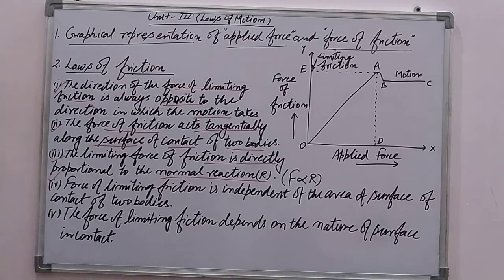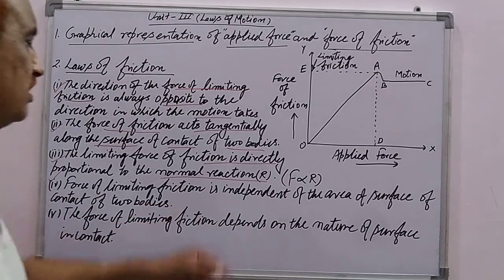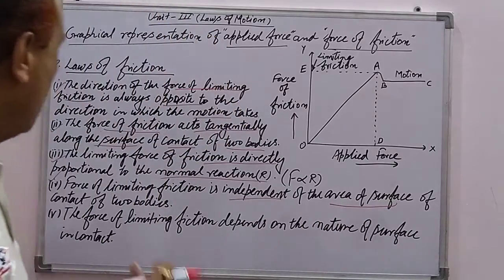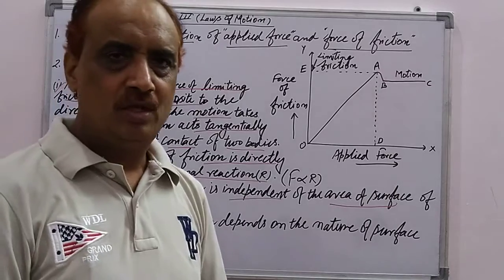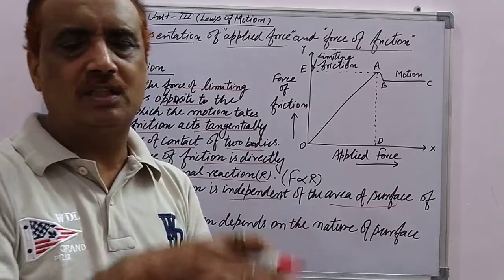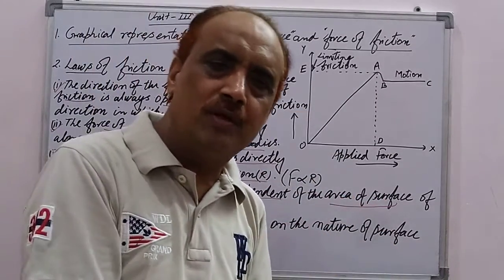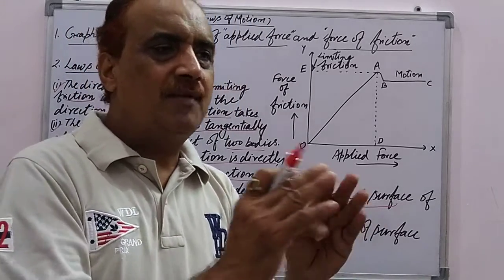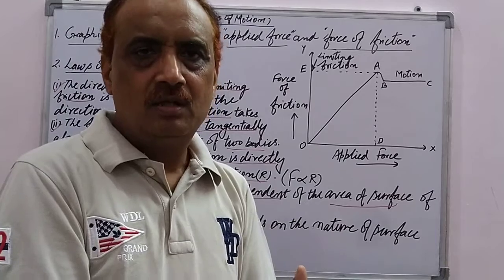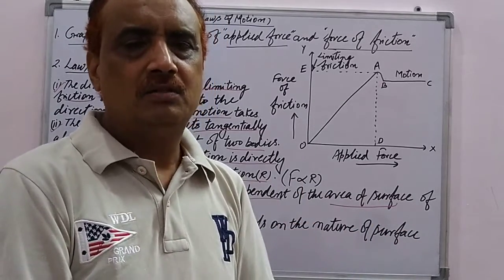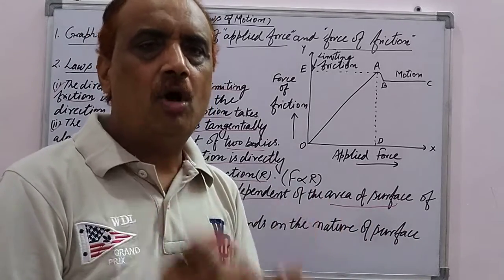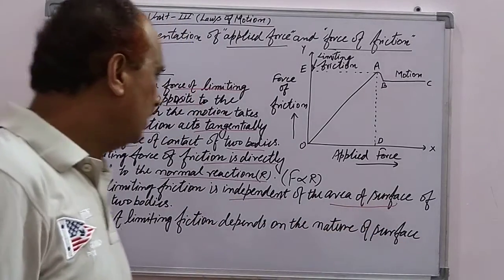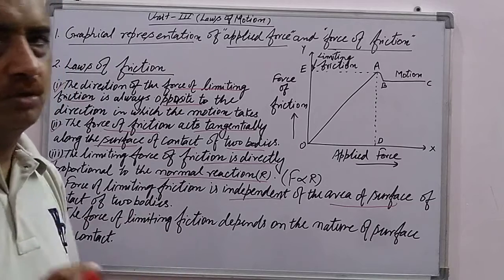Now rule number 4 is that the force of limiting friction is independent of the area of the surface of contact of the two bodies. When one body is sliding over another body, whatever the area of contact of these two bodies may be, the force of friction does not depend on that particular area. It is independent of the area of the surface of contact of the two bodies.